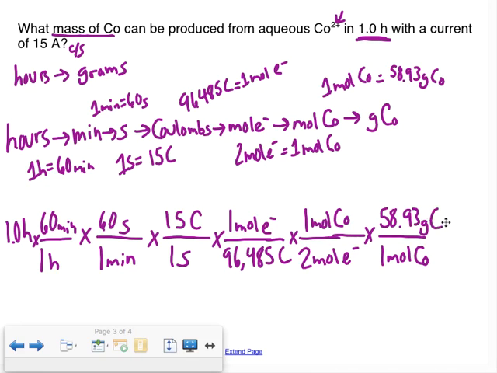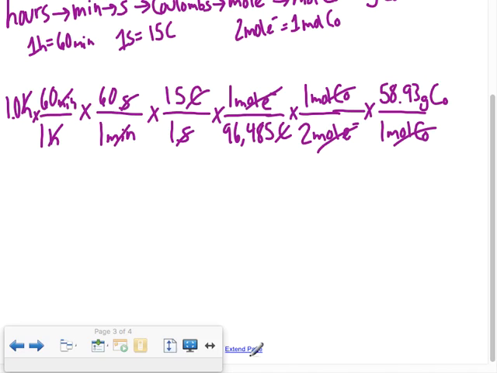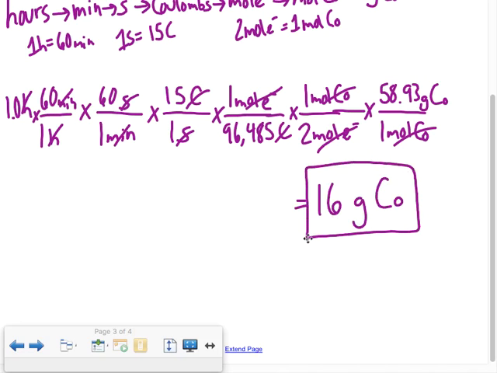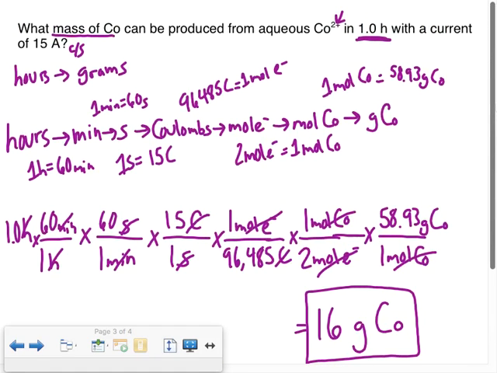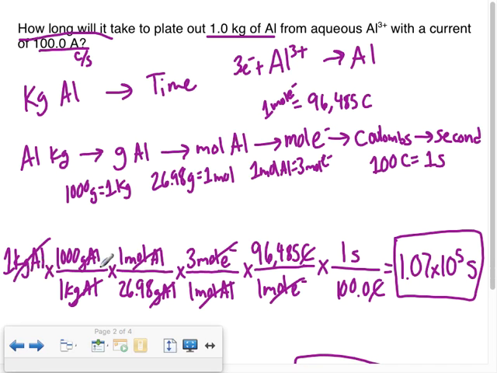All right, so we can check our units. Hours cancels, minutes cancel, seconds cancel, coulombs cancels, moles of electrons cancels, moles of cobalt cancels. So we have grams of cobalt. Multiply and divide all those beautiful numbers, and we get 16 grams of cobalt. All right. So it's a lot like the first problem we did, it's just in the opposite order. In the first one, we went from mass to time. In this one, we're going from time to mass. But it's all the same conversion factors, just be careful.